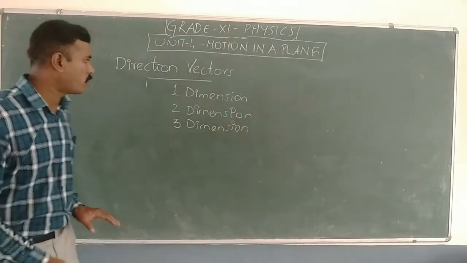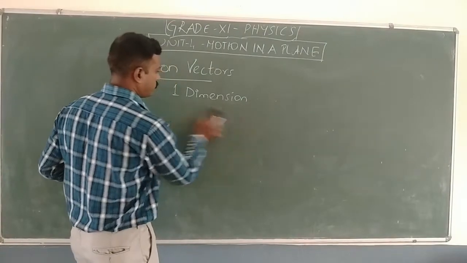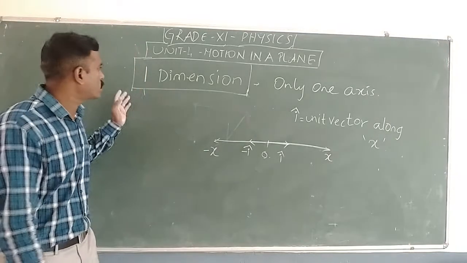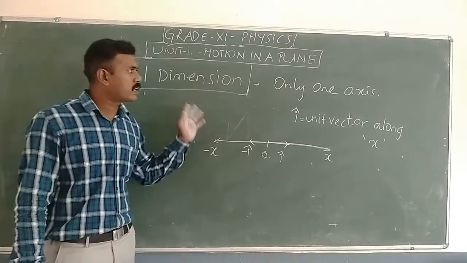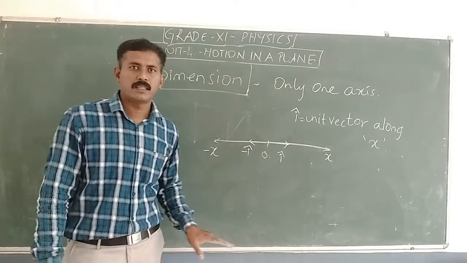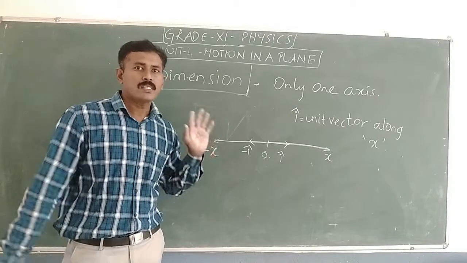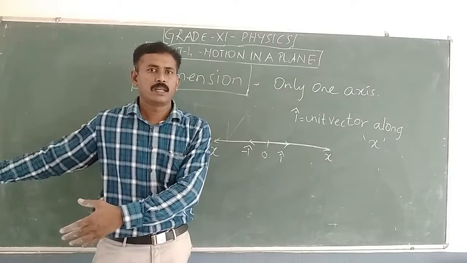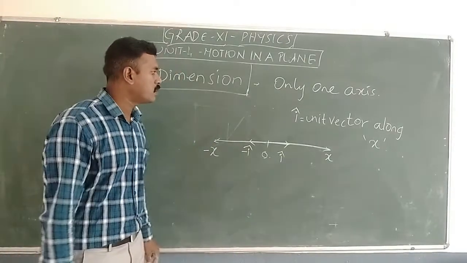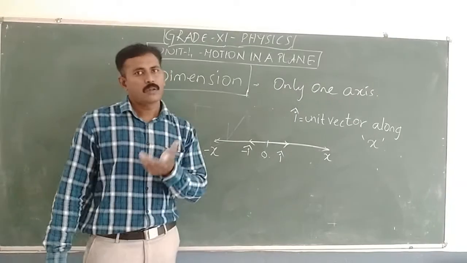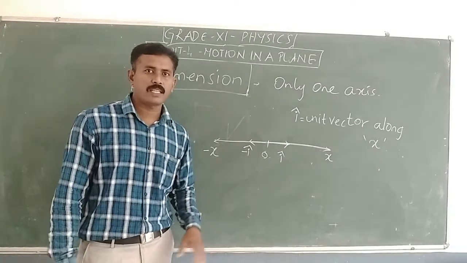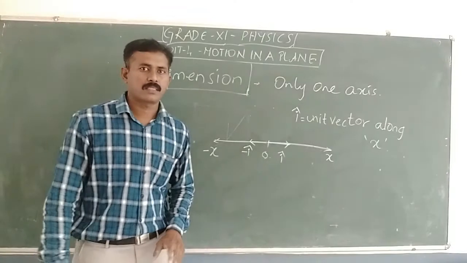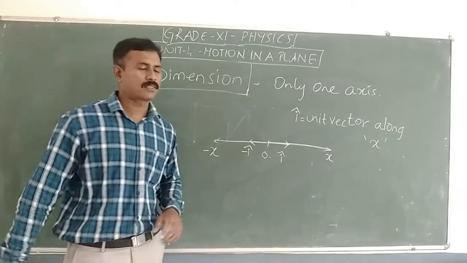So first I will take 1 dimension. Now I am going to discuss the 1 dimension. What is 1 dimension? It has only 1 axis. The study is along only 1 axis. Either I can move forward or I can move backward. For example, how to represent the axis while you are dealing with the graph: either you have x-axis or y-axis. So you know what is an axis. The direction is denoted by an axis.